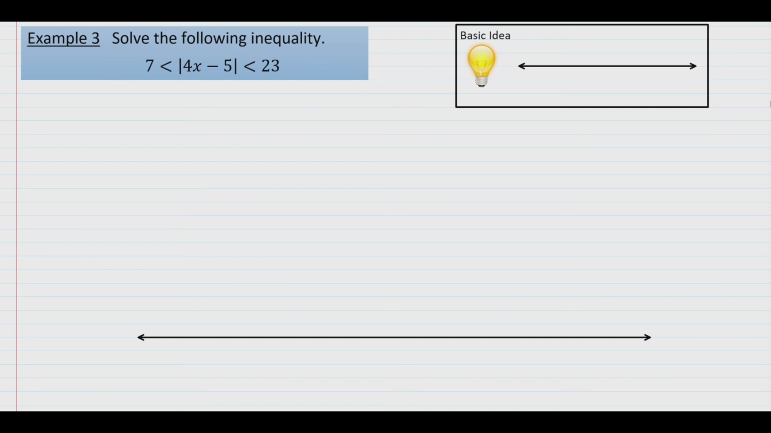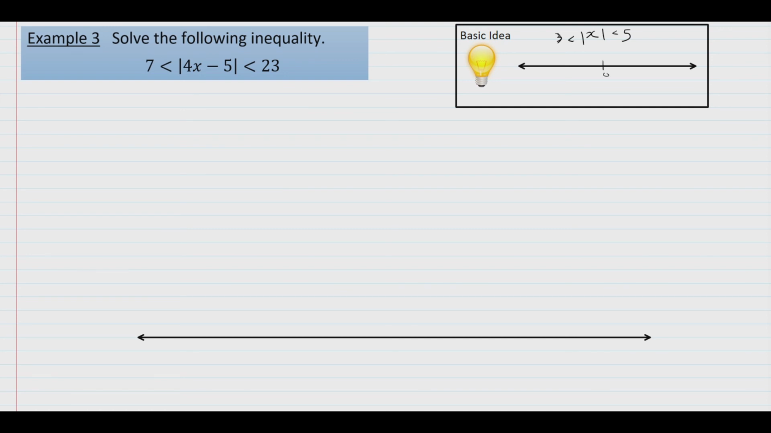In this case, we have 4x minus 5's absolute value having to be between 7 and 23. So what this means is 4x minus 5's distance from 0 has to land between 7 and 23. Let's look at the basic idea here. Absolute value of x refers to x's distance from 0. If we wanted that to fall between two numbers, for simplicity, let's just say between 3 and 5. How could this happen? How could the distance from 0 fall between 3 and 5?